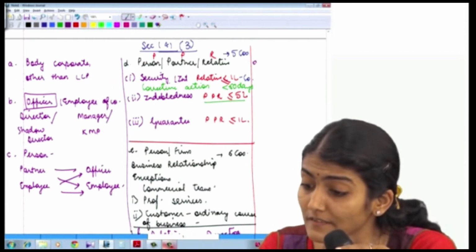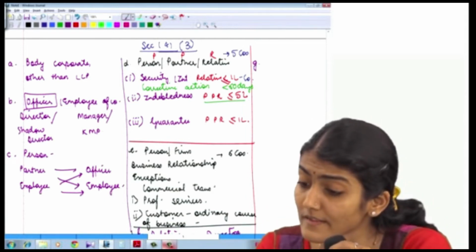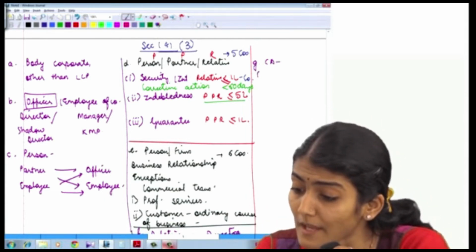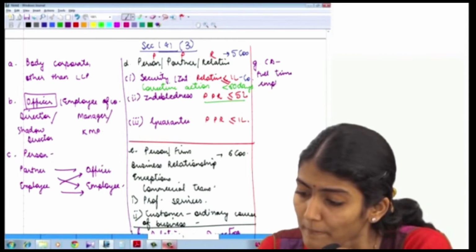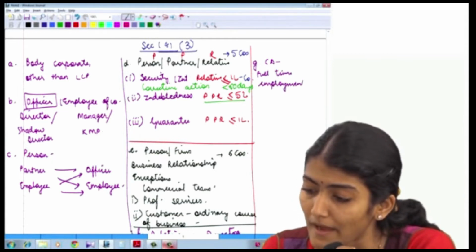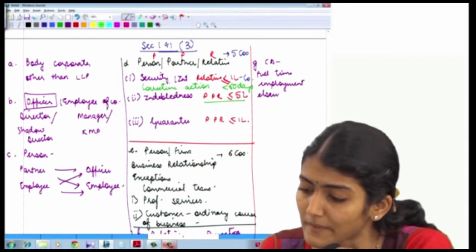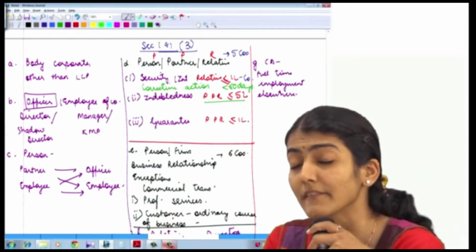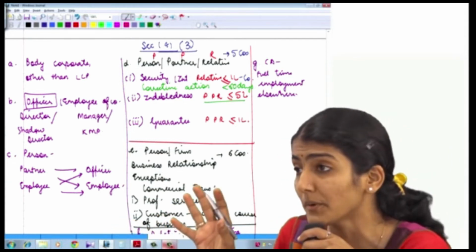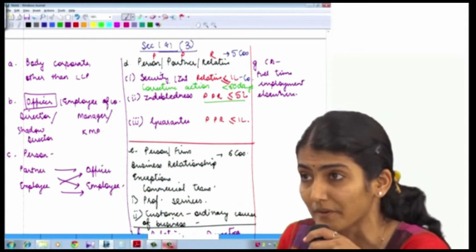Then 141(3)(g). What does it say? CA is in full-time employment elsewhere. So I am a partner in ABC and Associates, but I am also working full-time in another organization. Can the firm accept any company audits in my name? Zero company audits.